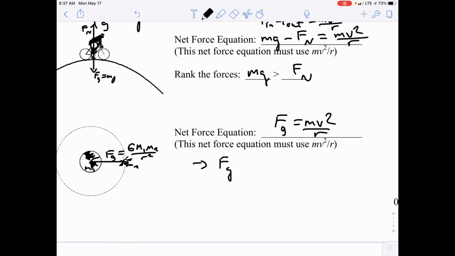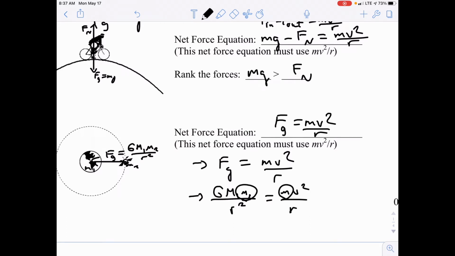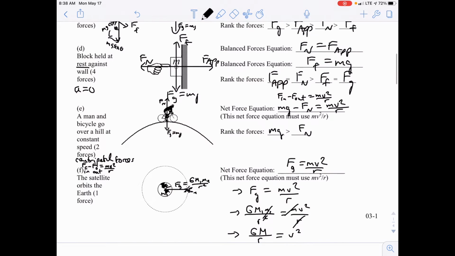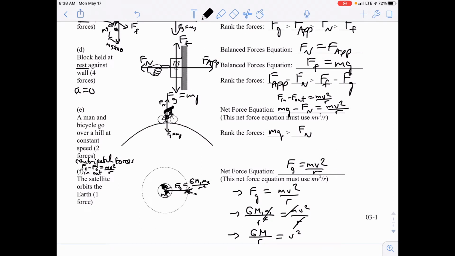And that is taking Fg equal to mv squared over r and substituting for Fg with big G, M1, M2 over r squared equals mv squared over r, where this m is usually the same as the second one. And this is usually the mass of what's being orbited. This cancels one of those factors, and we're left with big Gm over r equals v squared. Something to consider for uniform circular motion problems involving gravity.